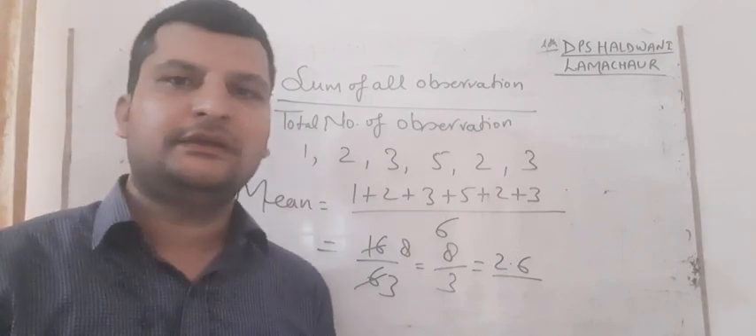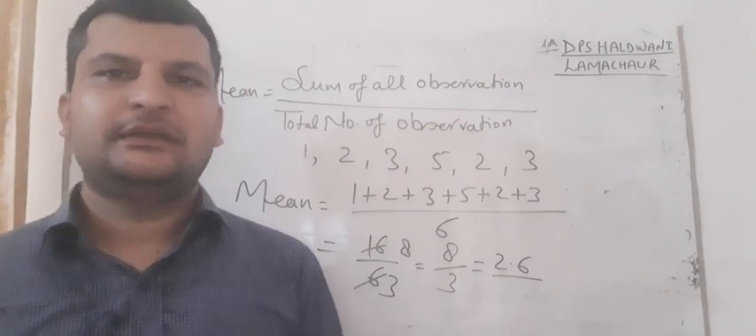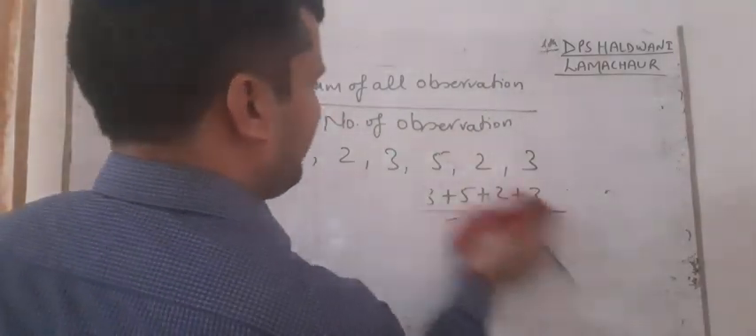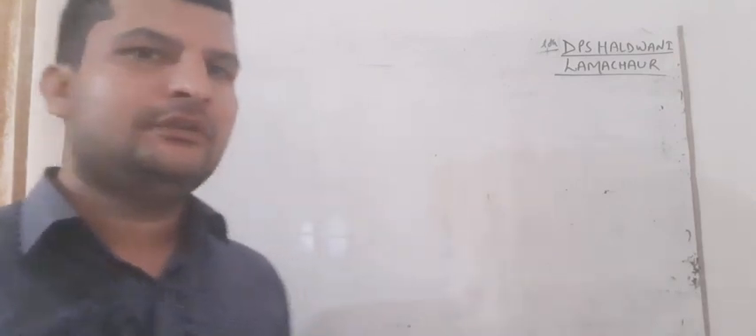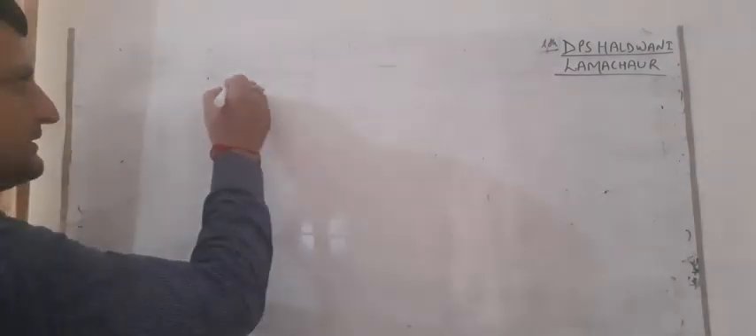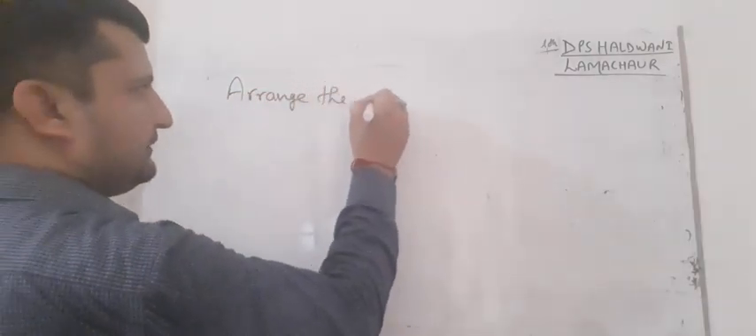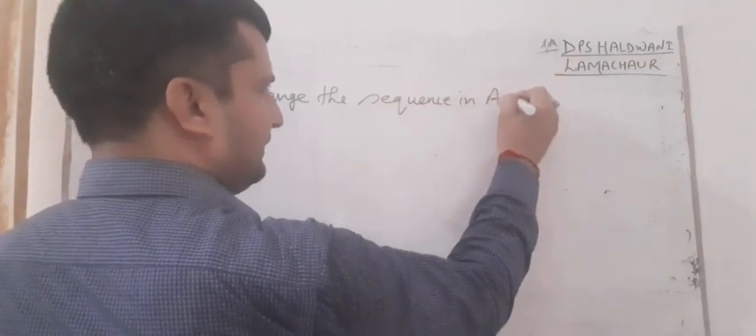Okay students, now the second thing is median. How we can find the median? Students, there are two formulas for finding the median. First of all, what we have to do for finding the median? The first thing is to arrange the sequence in ascending order. You have to do it first.